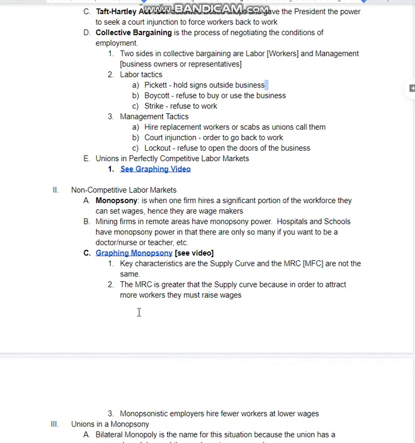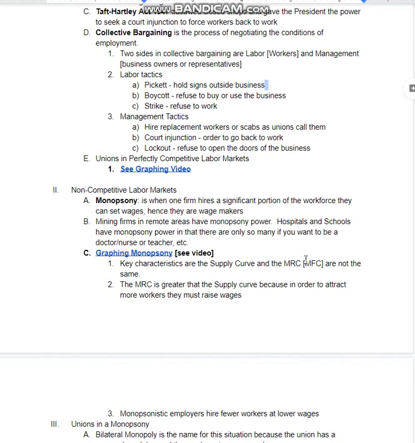And then when we look at what are non-competitive labor markets, excuse me, I'm losing my voice. This is what we call a monopsony. And this is when one firm hires such a significant portion of the labor force that they can set the wages. So they are a wage maker. And monopsony is essentially the opposite of a monopoly. So you'll see this where you have mining firms in a remote area. They're the biggest employer. They have monopsony power. In the Lehigh Valley many years ago, it was Bethlehem Steel and Mack Trucks. They hired such a significant chunk of the valley.